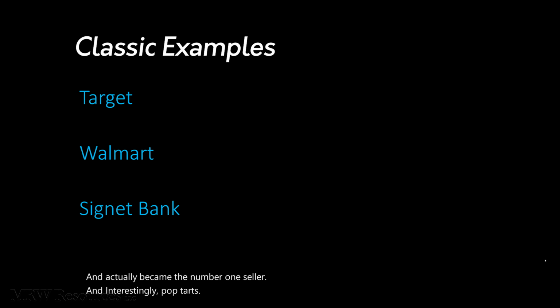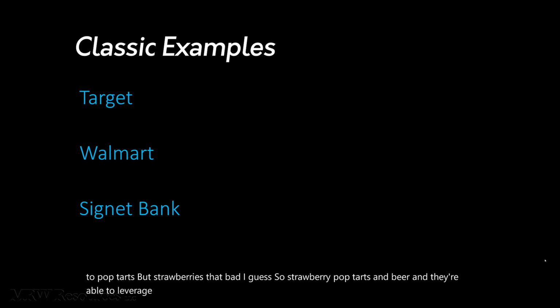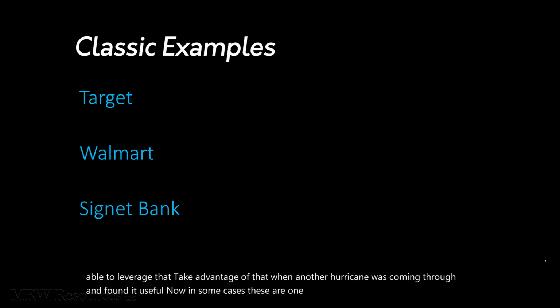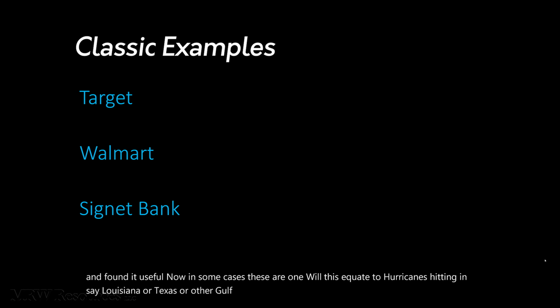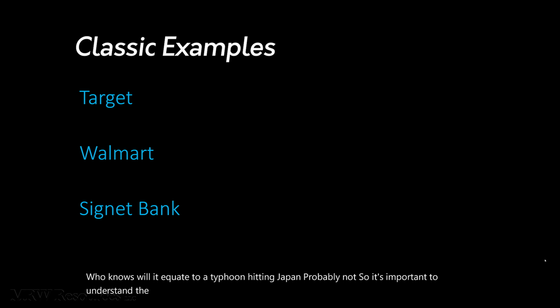So, strawberry Pop-Tarts of all flavors. I'm a brown sugar cinnamon guy myself when it comes to Pop-Tarts, but strawberry's not bad, I guess. So strawberry Pop-Tarts and beer, and they were able to leverage that, take advantage of that when another hurricane was coming through, and found it useful. Now, in some cases, these are one-offs. Will this equate to hurricanes hitting in, say, Louisiana or Texas or other Gulf states? Who knows? Will it equate to a typhoon hitting Japan? Probably not. So it's important to understand the context of these findings.